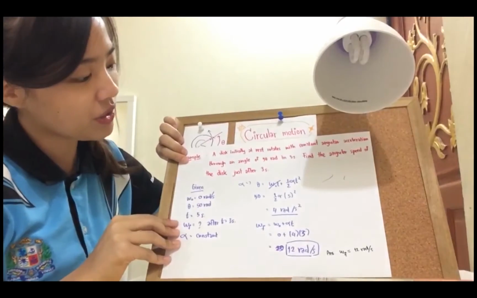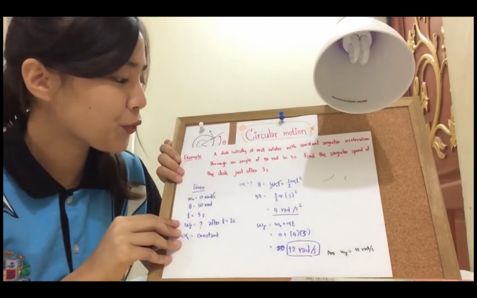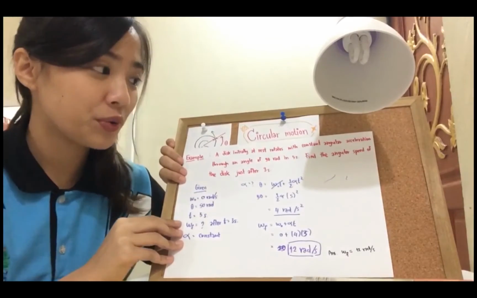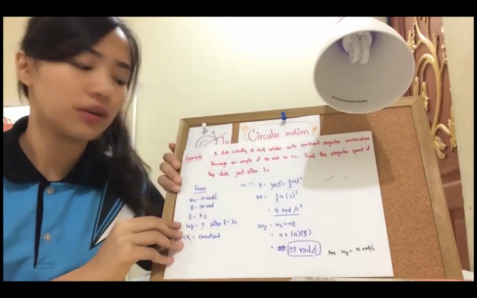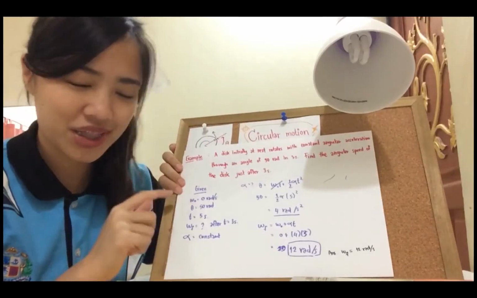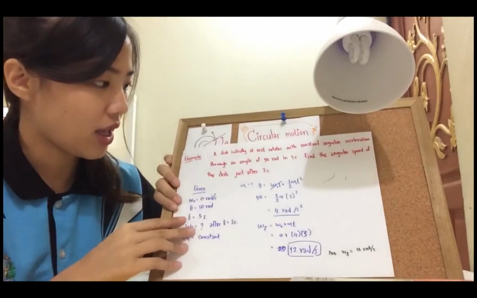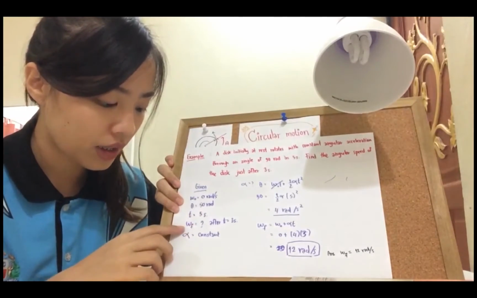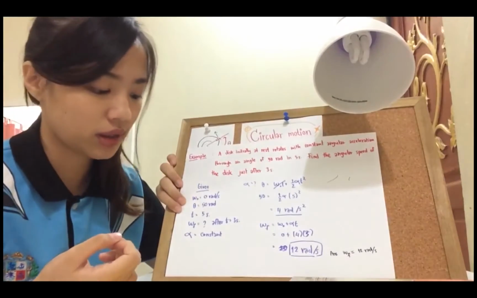A disc initially at rest rotates with constant angular acceleration through an angle of 50 radian in 5 seconds. Find the angular speed of the disc just after 3 seconds. So first we have to write given. The initial angular velocity is at rest, so it is 0. And theta is 50 radian, time is 5 seconds. And they want to know the angular speed of the disc after 3 seconds.